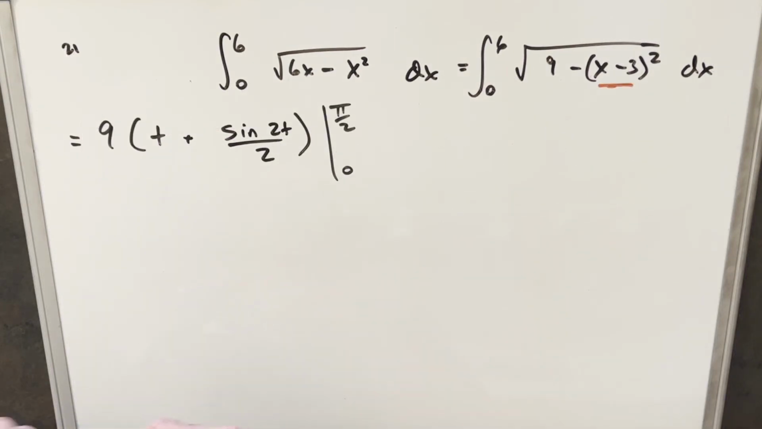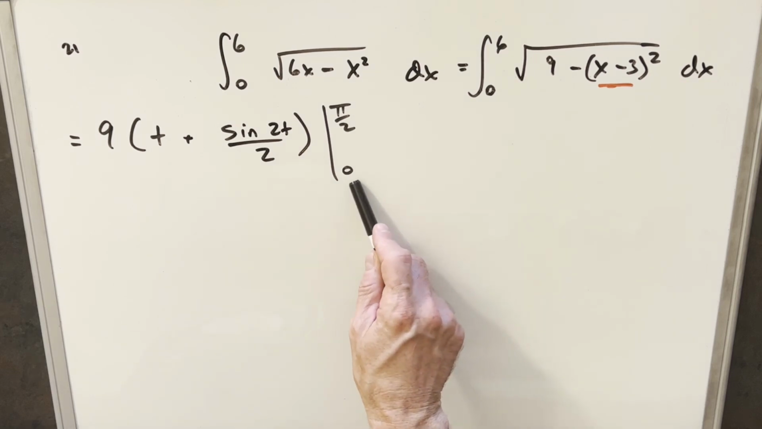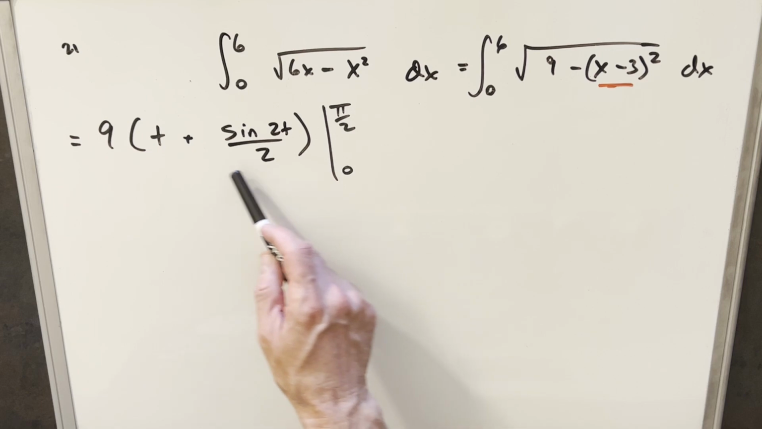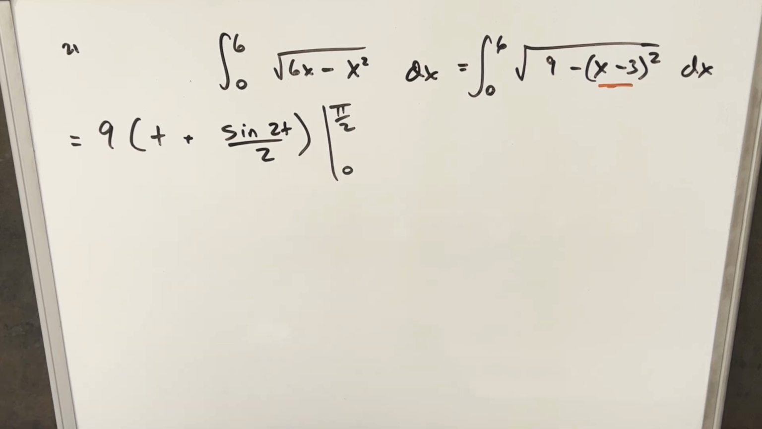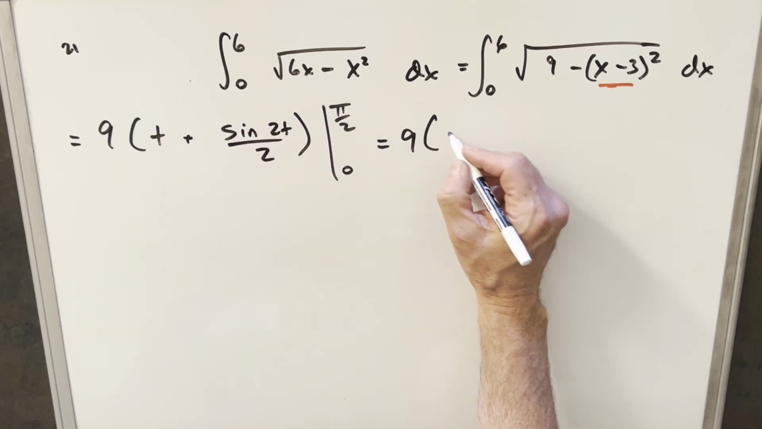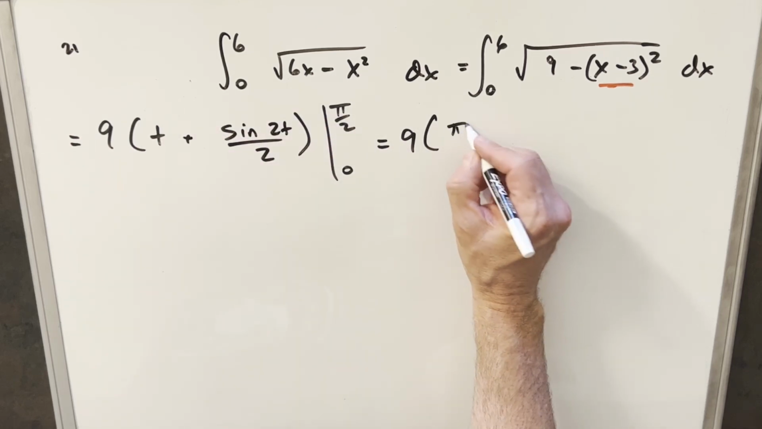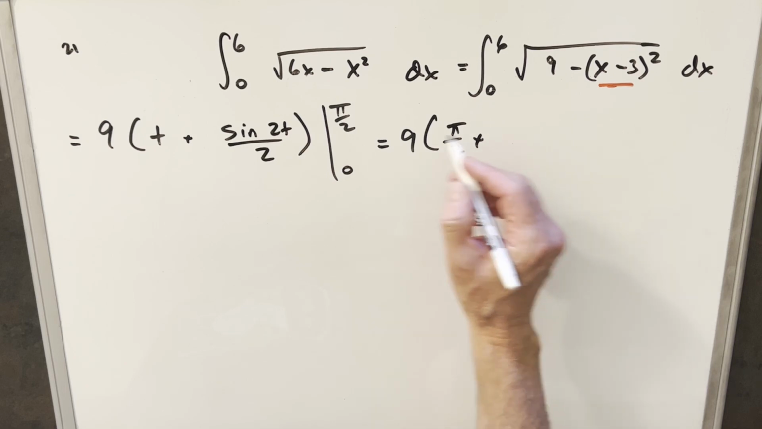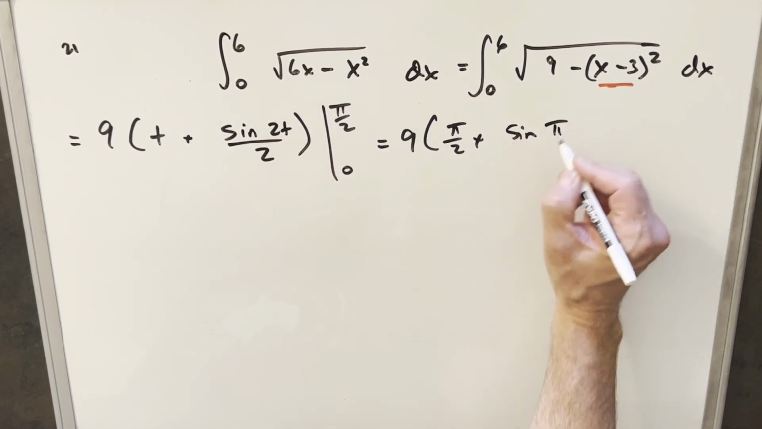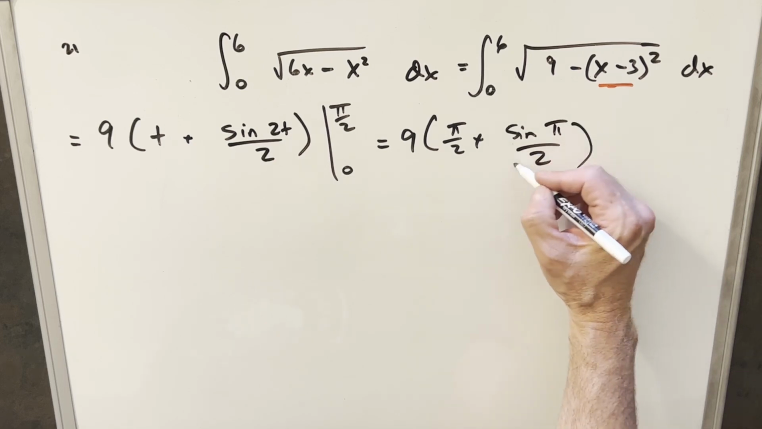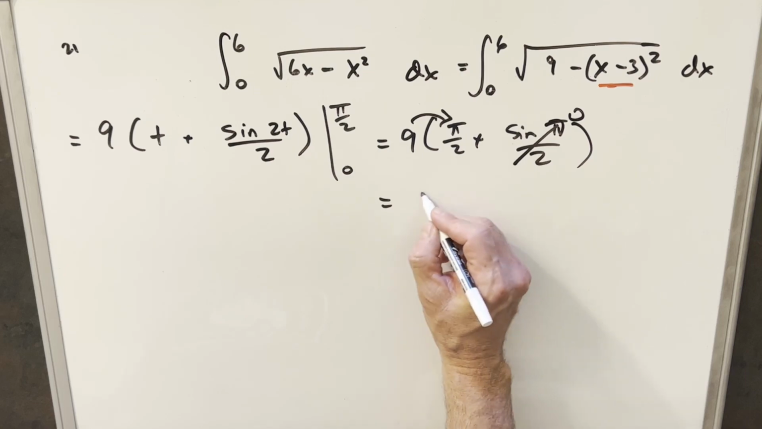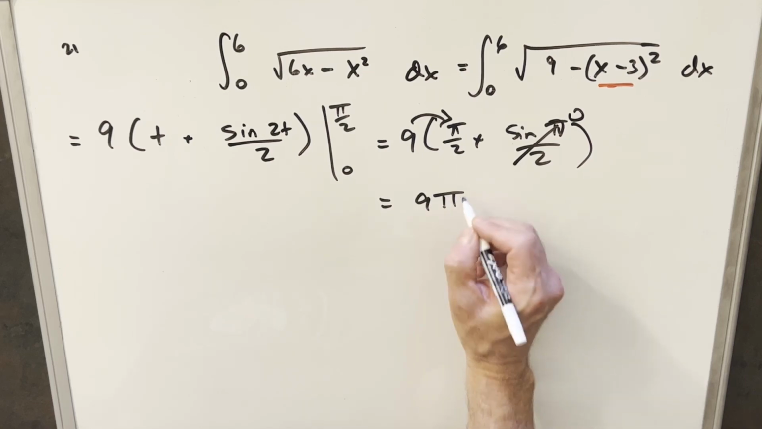Okay, now from here I just need to evaluate this to finish it off. First I'll notice when we plug a 0 in, sine at 0 is going to be 0. So everything at 0 is going to be 0. Then I'll plug my pi over 2 in, so we're going to have 9 times pi over 2, and then we're going to have sine of 2 times pi over 2, which is sine of pi. Now sine of pi is 0, so this is going away. So for our final solution, we're just going to have 9 pi over 2.